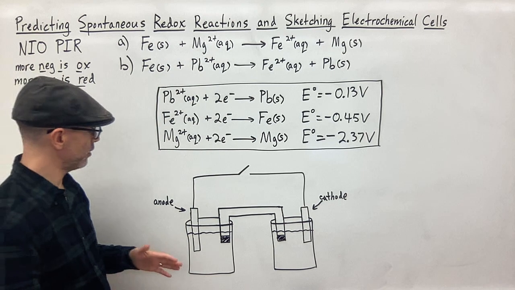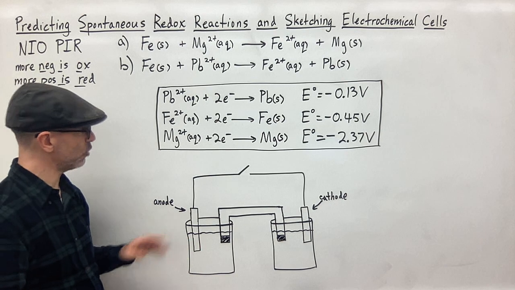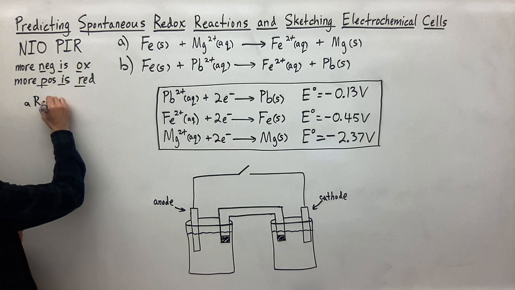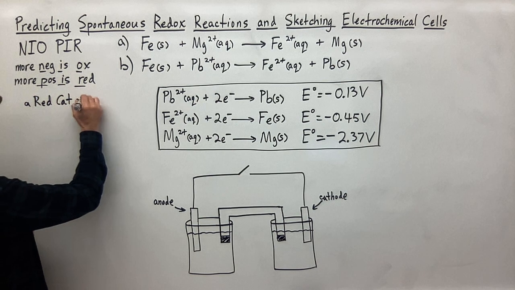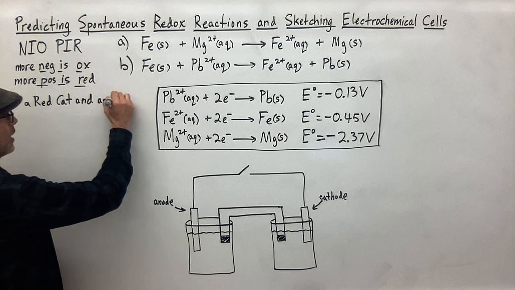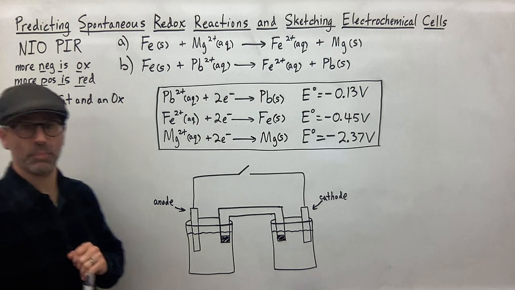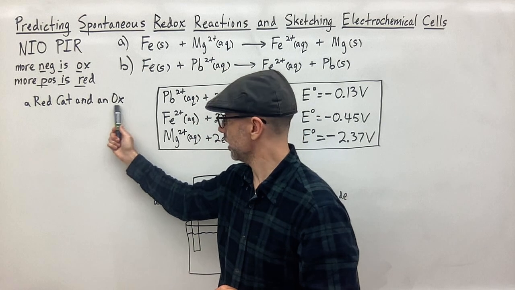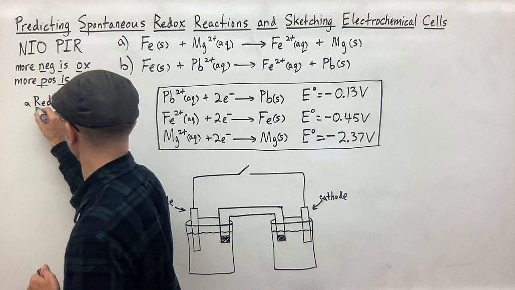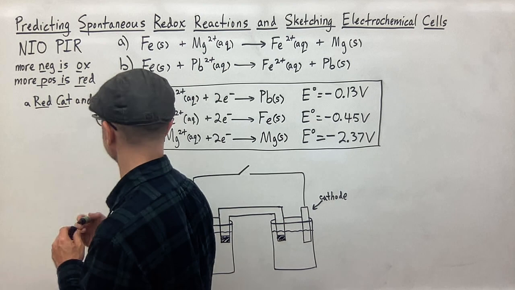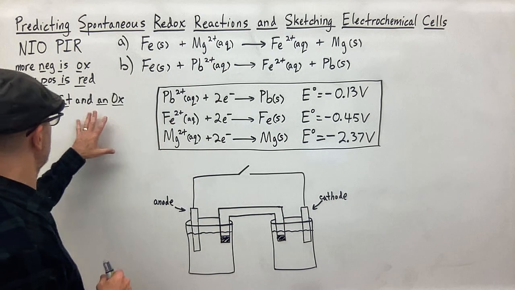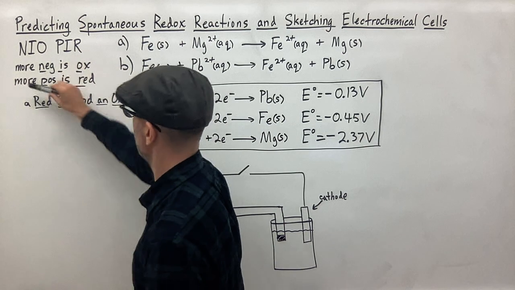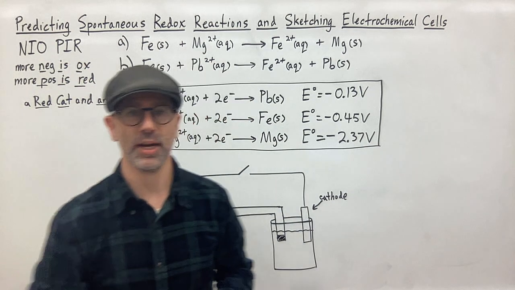We need to remember that whatever is happening at the anode, remember the mnemonic device, a red cat and an ox. So this is going to help us to remember that reduction occurs at the cathode and oxidation occurs at the anode. So red cat and an ox. That's the other thing to remember. I'll talk about that in a little bit and how that mnemonic device works.